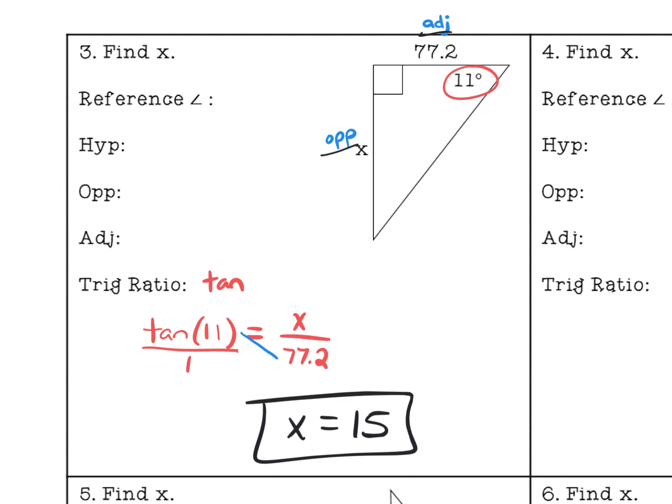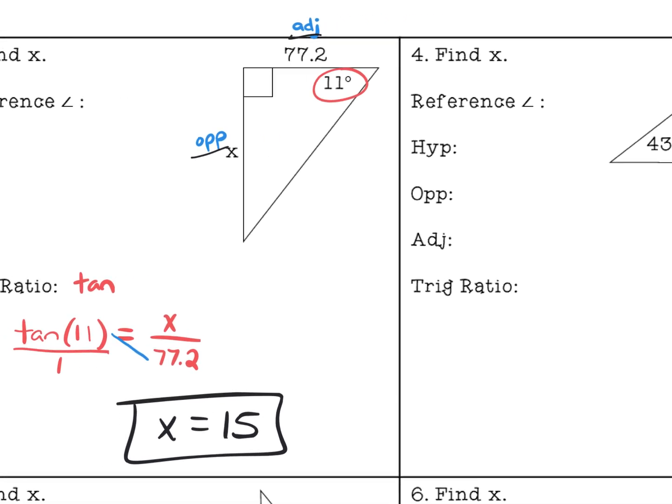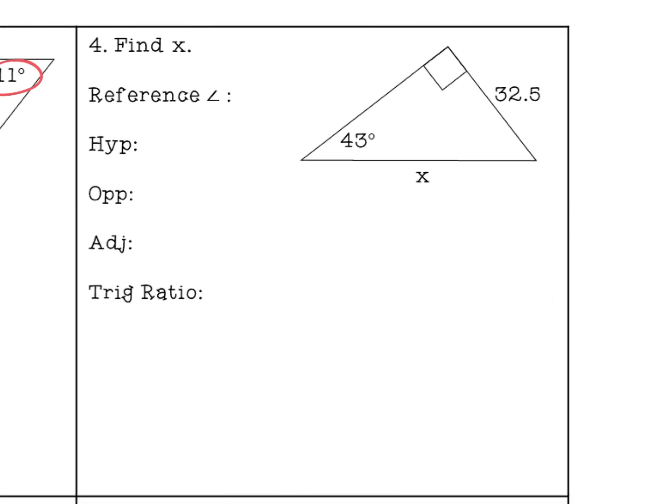Which rounds up to 15. So, number 4, what's my reference angle? 43. Label your sides. What's 32.5? Opposite. What's x? Hypotenuse. Now, what do we do after that? Pick the trig, right? Which, Adam, you said trig is? Sine. So if I write my equation here, we have sine of what? 43. Sine of 43 equals?